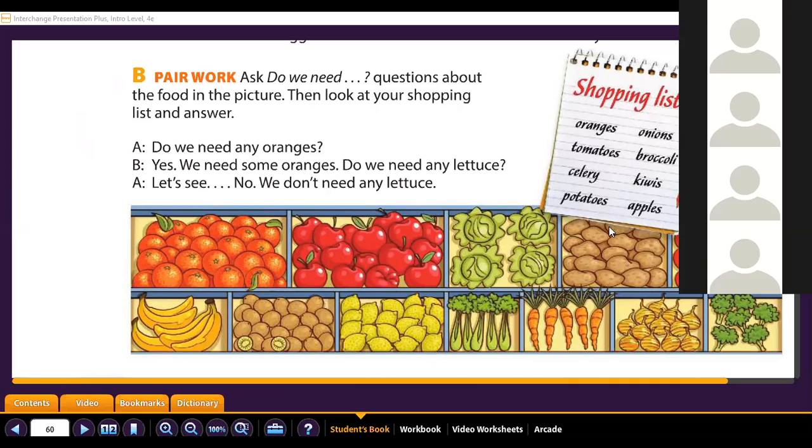Okay, excellent. Now, we don't need any lettuce porque no está en la lista, ¿verdad? No. Okay. Okay, we don't need any lettuce. Any apple? Do we need any apples? ¿A quién? A Bea. Yes, we need some apples.